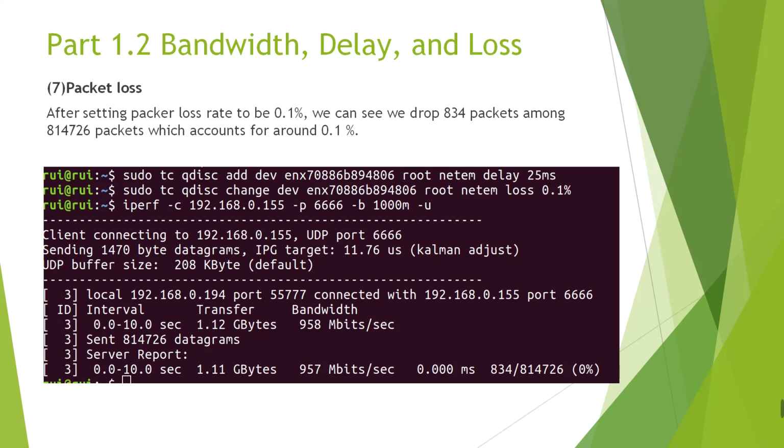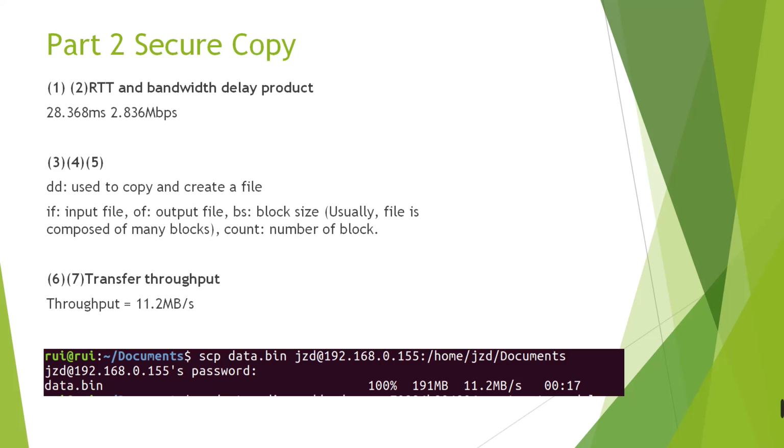And here comes question 7. It asks us to add packet loss to the link. So we add it and test it, and as shown in the picture, we dropped about 800 packets among all the packets, which is around 0.1%, which is actually within our expectations. So let's go to part 2.